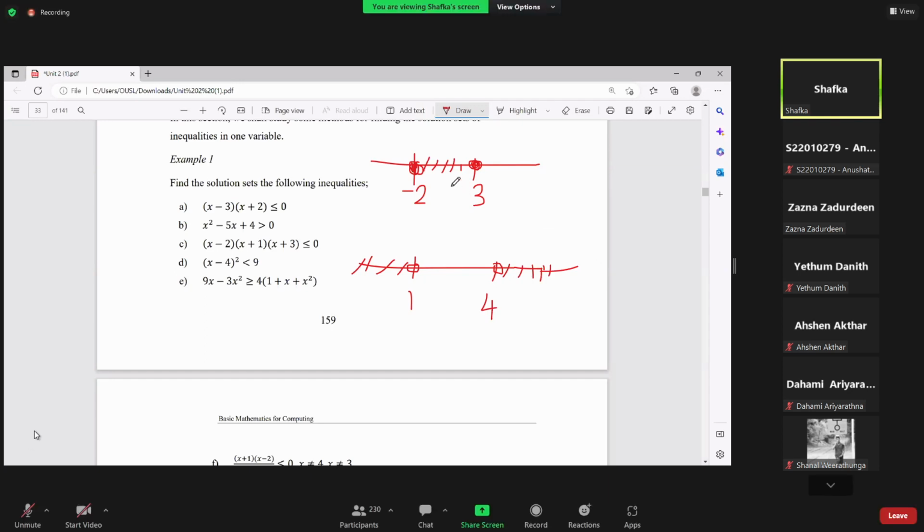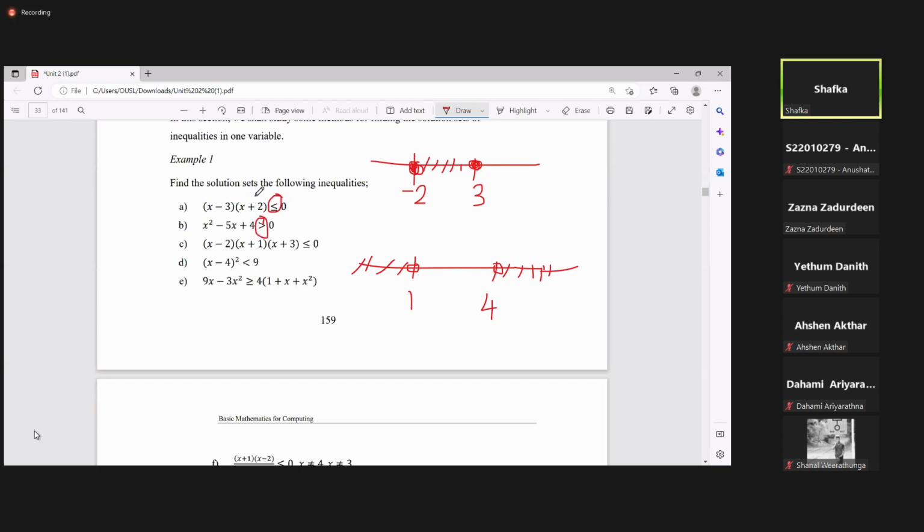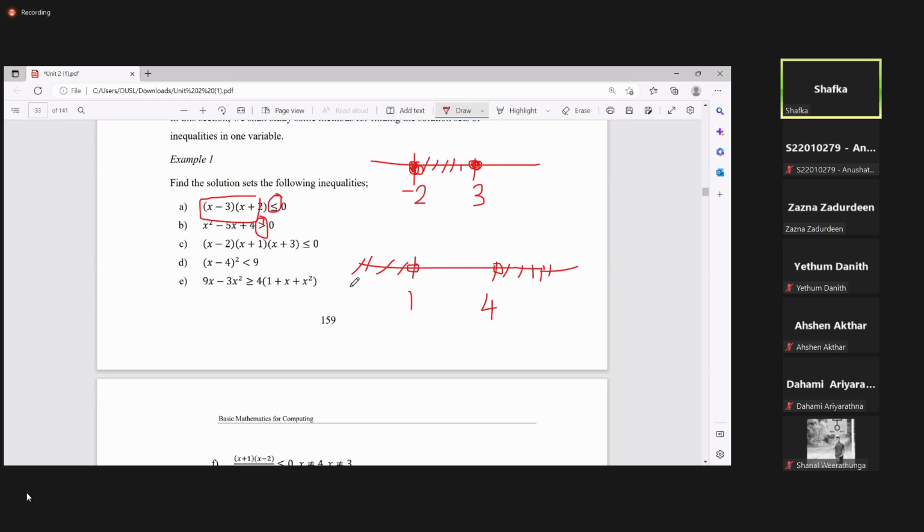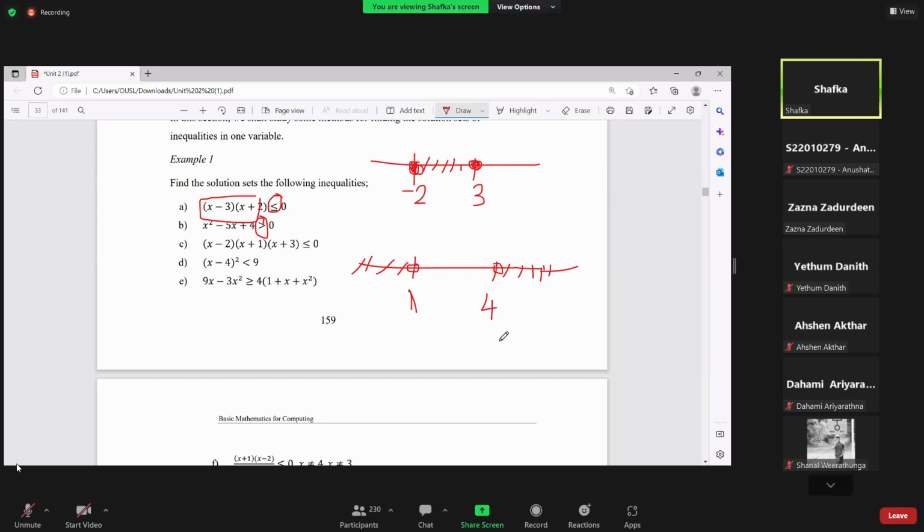If you have less than 0 for only 2 factors, you should mark the region in between the critical points. If you have a greater than sign, you have to mark the region which is less than the lower critical point and greater than the upper critical point. That's all. If you do many questions, you will identify this. This will always happen if you have only 2 factors.